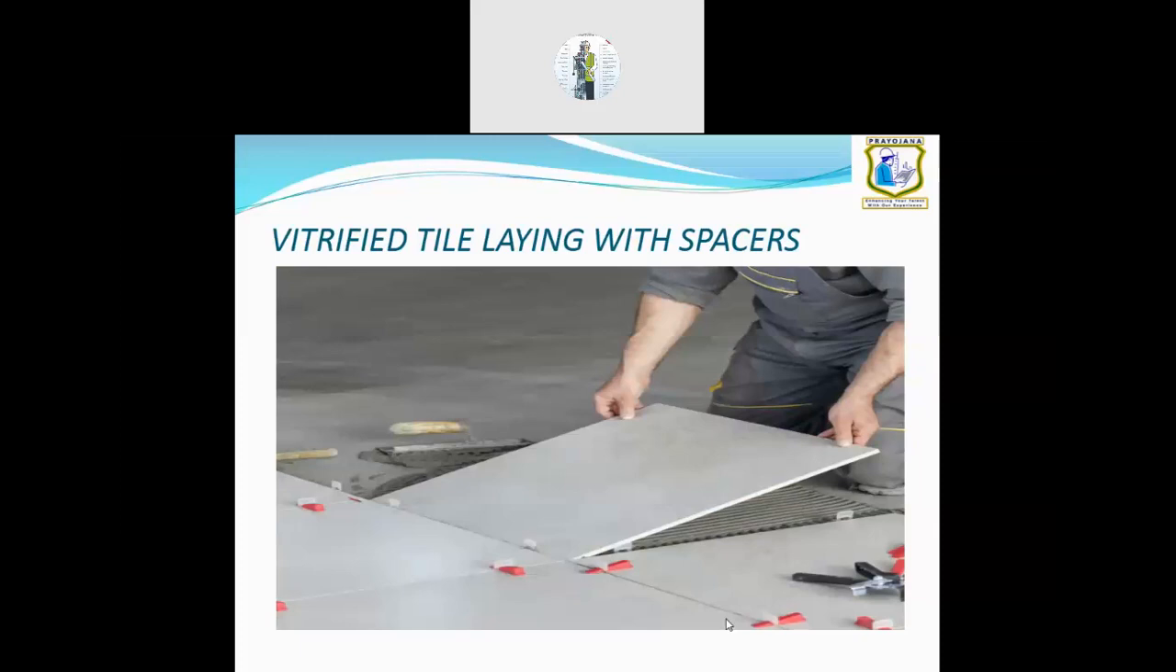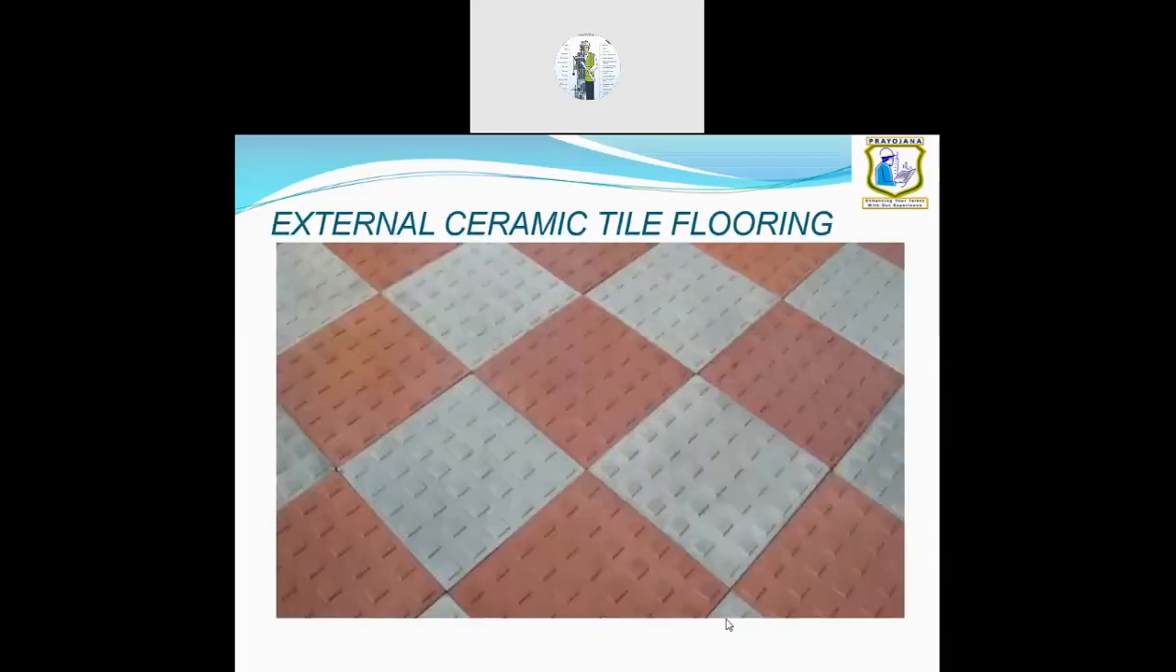In Indian conditions, we have to manage the tile quality and the tile layer, who should be accurate in doing these things. This is a wonderful method where the corners will not have any variations. You can see this wedge is supported against the other tile, so while he tamps, it will not uproot the corners. It's a wonderful tiling method. This is external ceramic tile flooring, used in external areas, walkway areas, garden areas, and all those places.